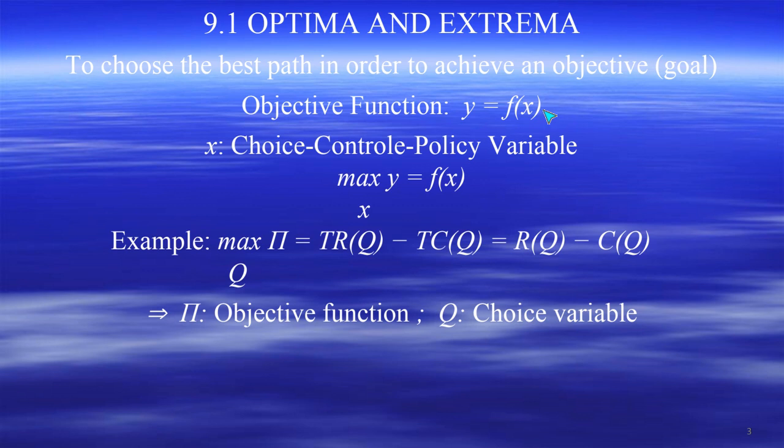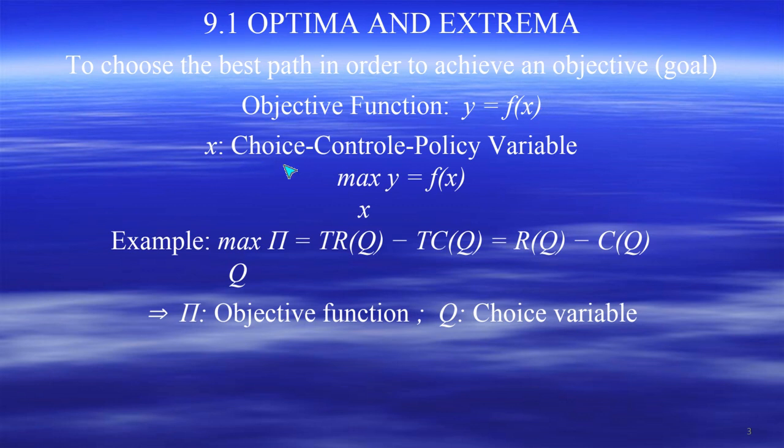If it is something good for us, we want to maximize it to obtain the uppermost, the greatest value. If it is something bad for us, like a cost, for instance, then we try to minimize it to achieve the least value, the smallest value of it.